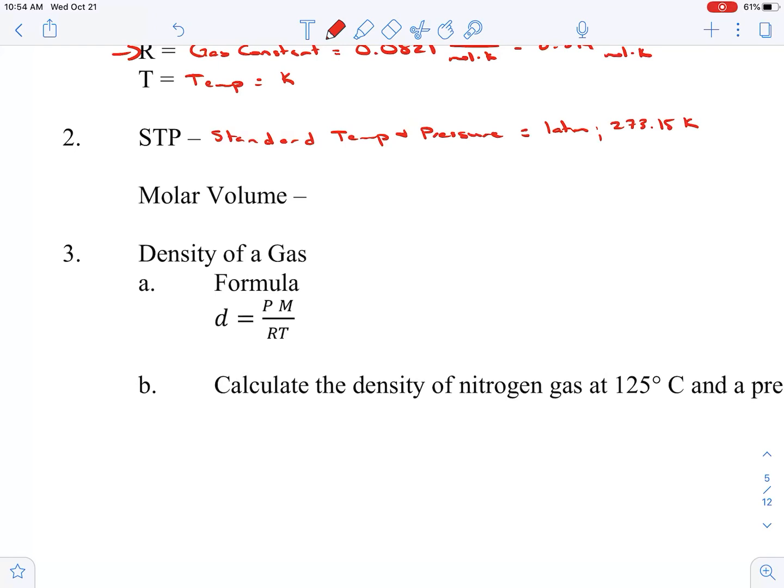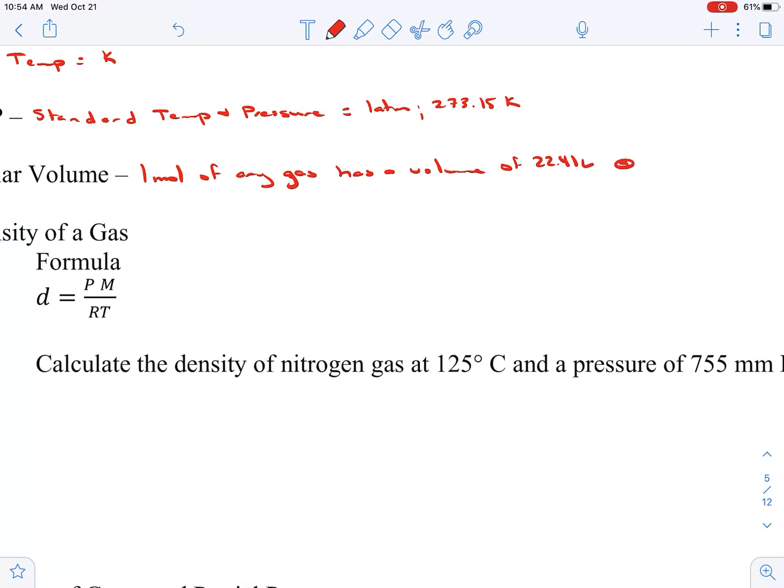Then we have molar volume. This is used a bit more when we do stoichiometry, but it's good to introduce it here as well. Molar volume says that 1 mole of any gas has a volume of 22.41 liters at STP. So at STP, 1 mole of any gas equals 22.41 liters, which will be more helpful when we do stoichiometry, but that's not in this unit.